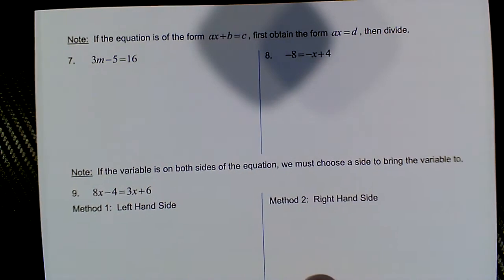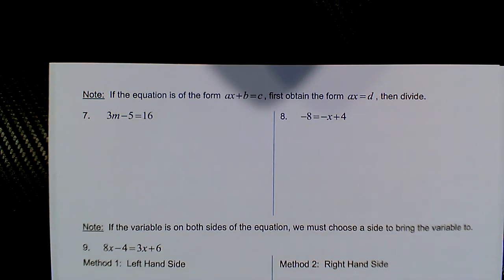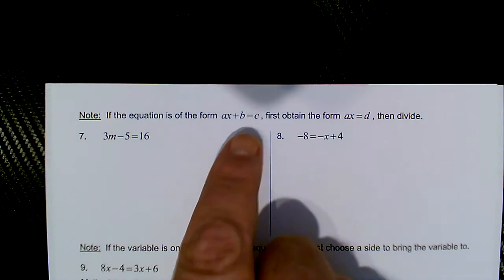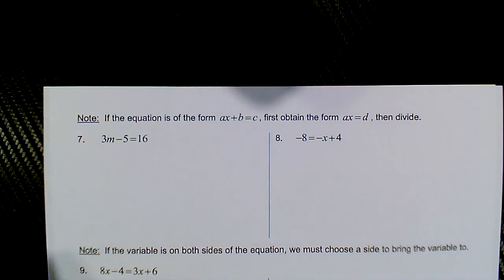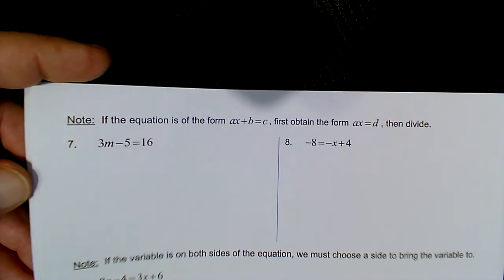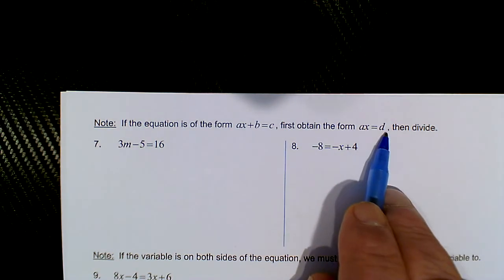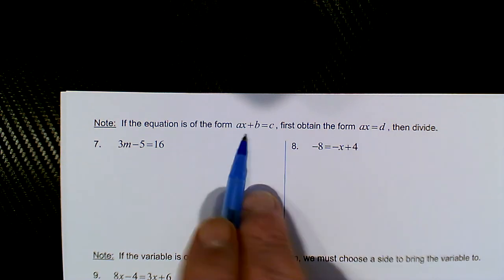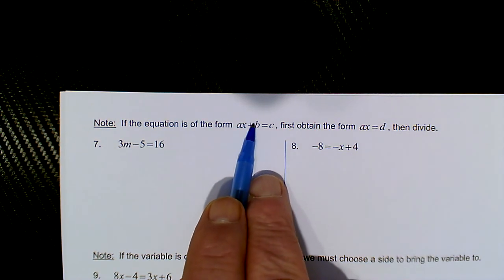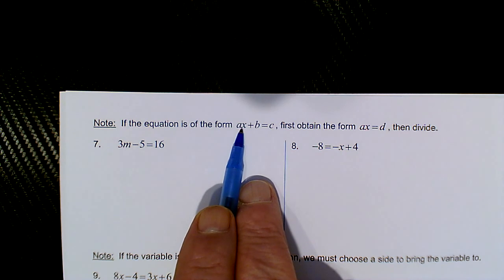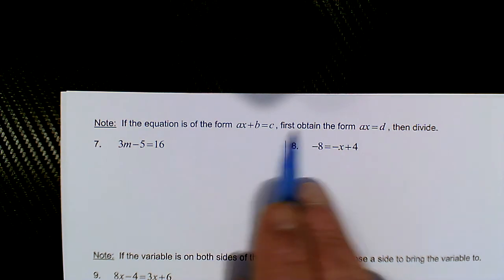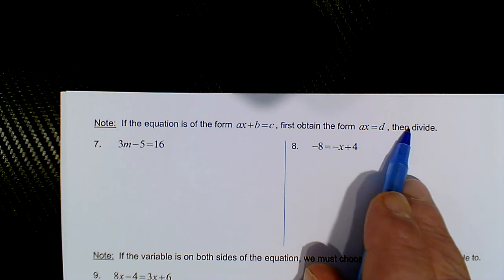If we have an equation of the form ax plus b equaling c, so we have the variable on one side along with a constant term, the b for example, equaling some constant, we first want to obtain the form ax equaling d. I just used a different letter there because basically what I'm talking about doing is transposing this b to isolate the x. And we've done that before. So this is a two-step process if we see an equation of that form.